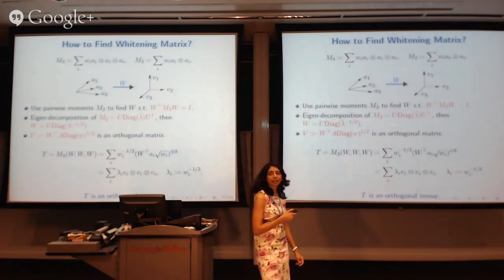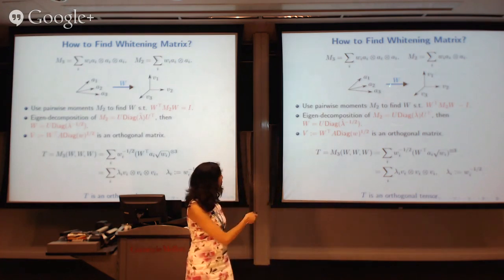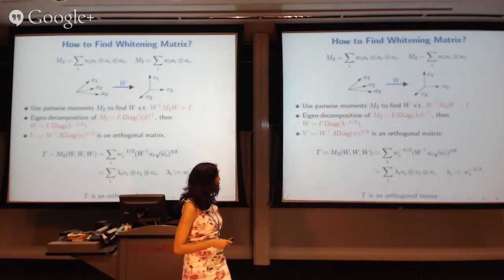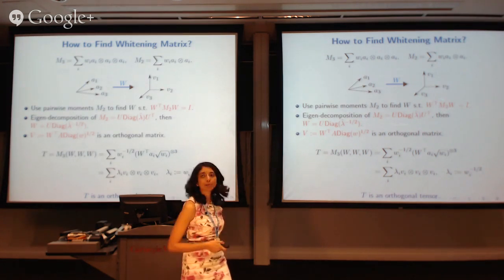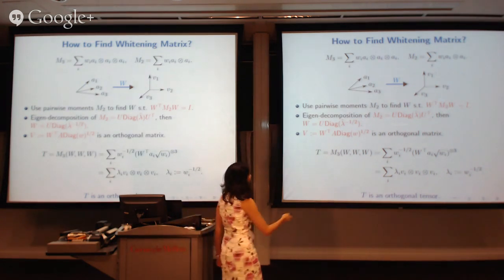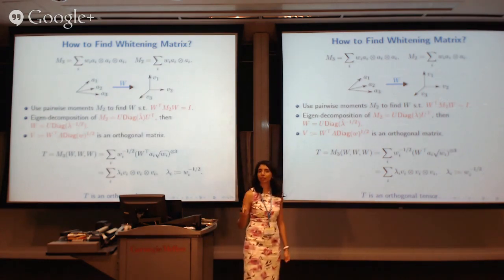Yeah, so now the question is, how do I find such a transformation W? This is also called whitening because I can do this by using the pairwise moment. In fact, it's the matrix that whitens the pairwise moment. By whiten, I mean that W transpose M2 W is an identity matrix.